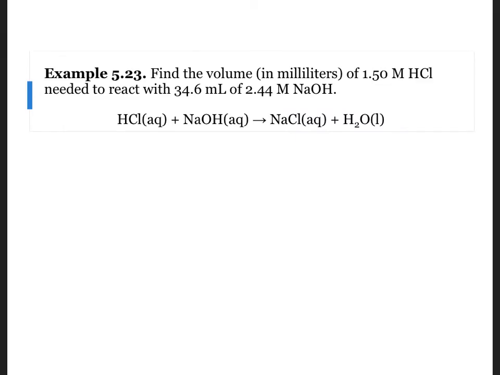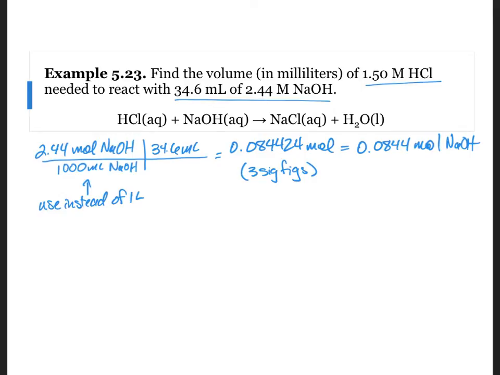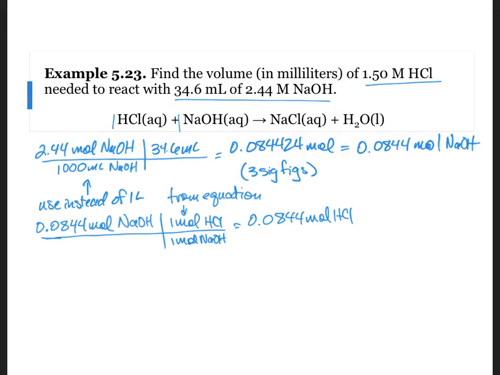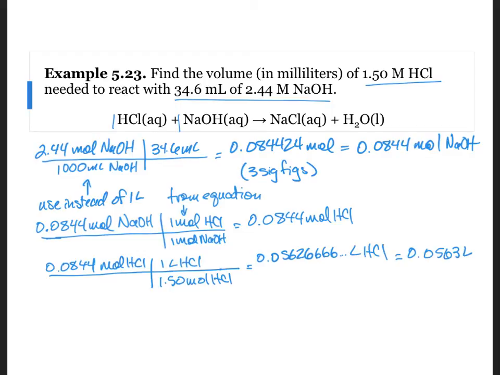Find the volume in milliliters of 1.5 molar hydrochloric acid needed to react with 34.6 milliliters of a 2.44 molar sodium hydroxide solution. Note that we're given a balanced chemical equation, so to solve for the correct answer, we need to find the number of moles of sodium hydroxide present, then calculate the number of moles of hydrochloric acid needed. Once we know the moles of hydrochloric acid, we must calculate the volume of hydrochloric solution needed to deliver that many moles, then convert the number to milliliters.